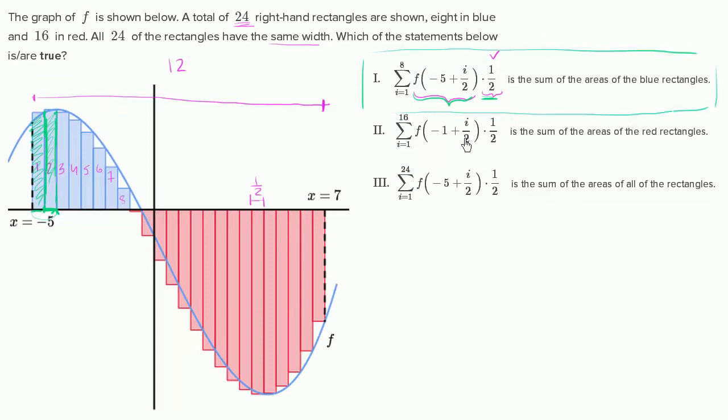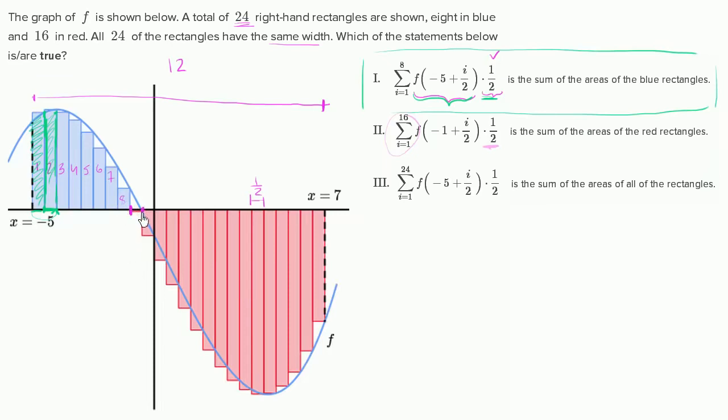Now let's look at this one over here, the sum of the areas of the red rectangles. At first, this looks pretty interesting. We're taking the sum of 16 things, and we do indeed have 16 things right over here. For each of those things, we want to figure out an area, and it is indeed the case that each of these has a width of 1/2. But what happens when we take f of -1 plus i over 2? So we're starting right over here at -1. -1 plus i over 2. When i equals 1, we're going to be at this point right over here.